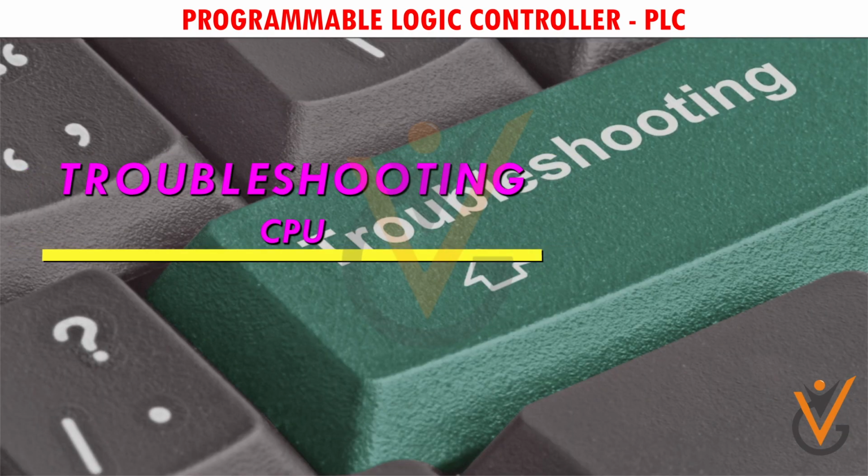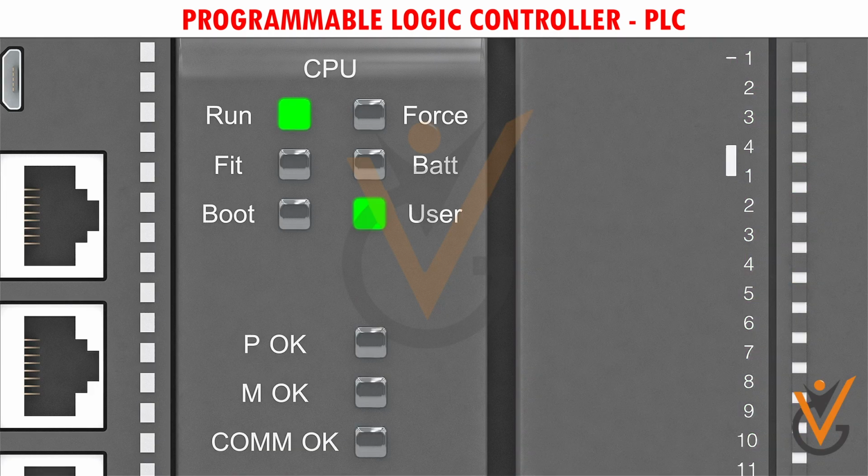Troubleshooting the CPU. The status of the PLC and the CPU can be found using the diagnostic indicators provided in the PLCs. The conditions given in such indicators include power OK, memory OK, and communications OK.